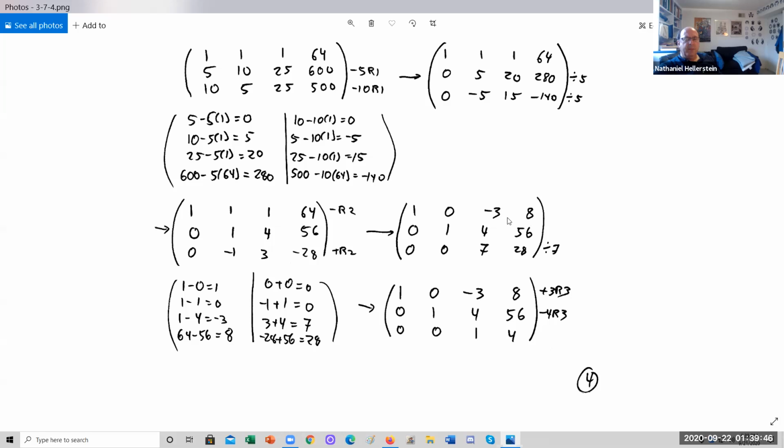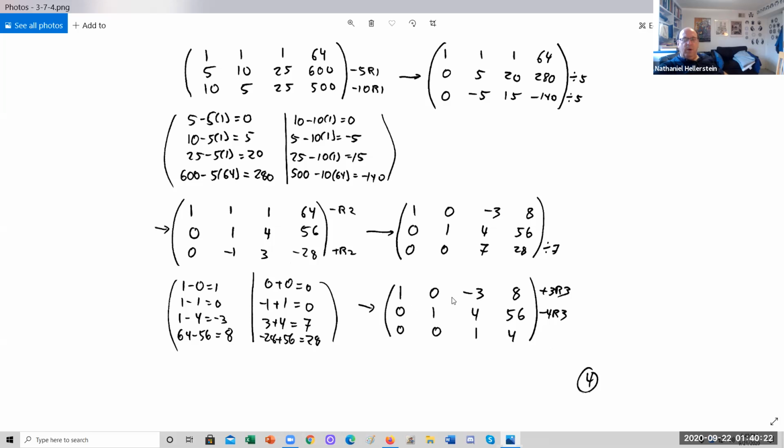That goes there. For the third row, we add row 2 to row 3. 0 plus 0 is a 0. Goes there. -1 plus 1 is a 0. That goes there. 3 plus 4 is a 7. That goes there. And -28 plus 56 is a 28. Now we're nearly done, because this third row corresponds to the equation 7q equals 28. And we solve that by dividing both sides by 7. So that's what we'll do, divide this row by 7.